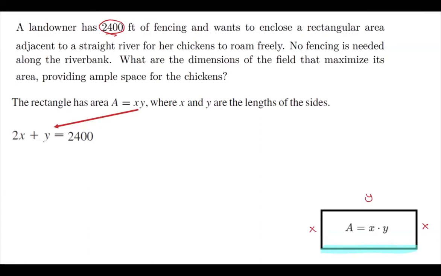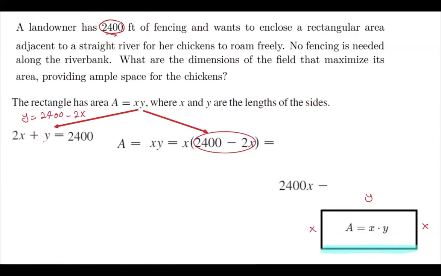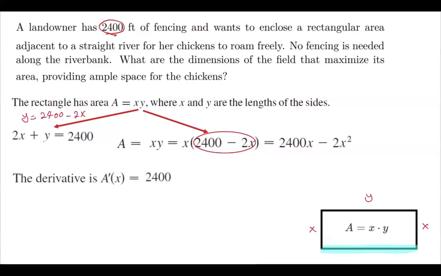Your y becomes 2,400 minus 2x. Then you can substitute that into the area formula, which is A equals xy. So wherever you see y, you're going to write 2,400 minus 2x. Now you can simplify this by distributing x into the parentheses: 2,400x minus 2x squared. Then take the derivative to find the critical value. The derivative of 2,400x is 2,400, minus the derivative of 2x squared, which is just 4x.